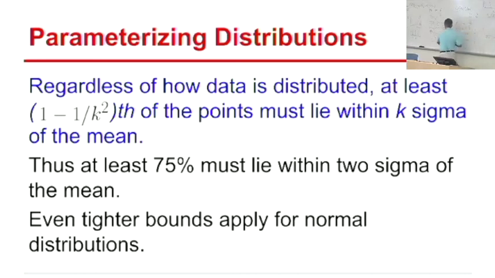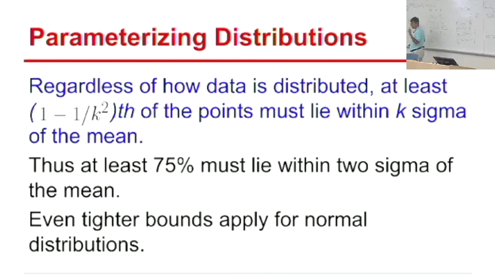Okay, let's write this down. 1 minus 1 over k squared. They're always going to be, if you think about it, here is a distribution. Here is the mean. If we had a frequency distribution, it could look something like this, right? There is a mean and there is a standard deviation. It is always the case that 1 minus 1 over k squared of the points must lie within k standard deviations of the mean. Okay?